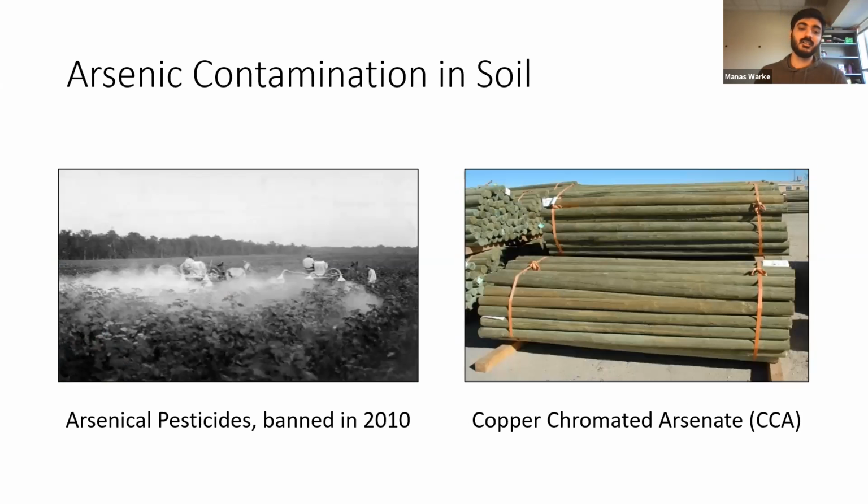Another reason is human induced, that is the extensive use of arsenical pesticides for maintaining and improving the crop yield in the agricultural fields. And the other reason is using copper chromated arsenate to maintain the quality of logs to make wooden decks and so on. Both these applications were banned in 2010 because until that point we knew the harmful effects of arsenic, but we did not know what happens due to the chronic exposure of arsenic, that is, low arsenic exposure for a very long period of time.